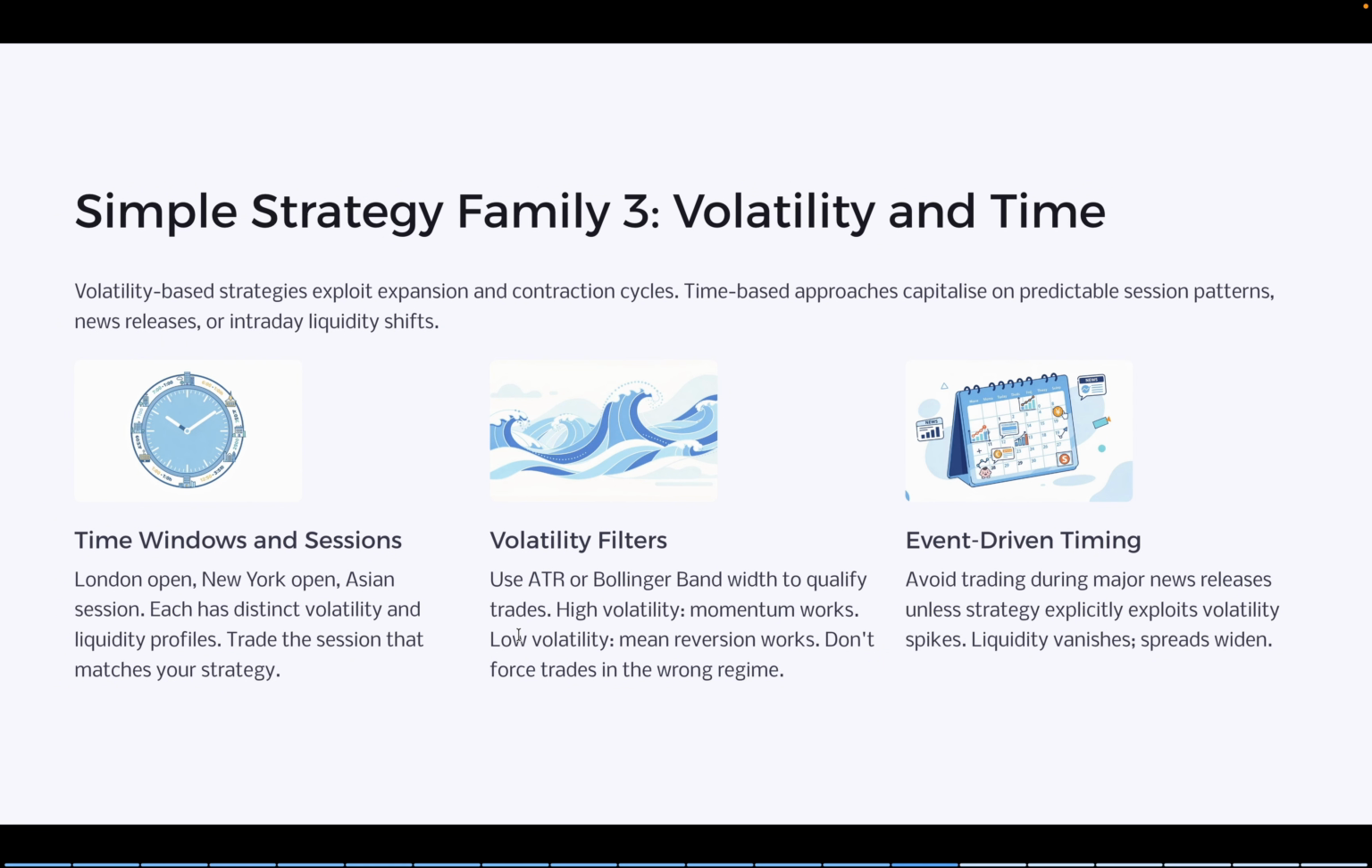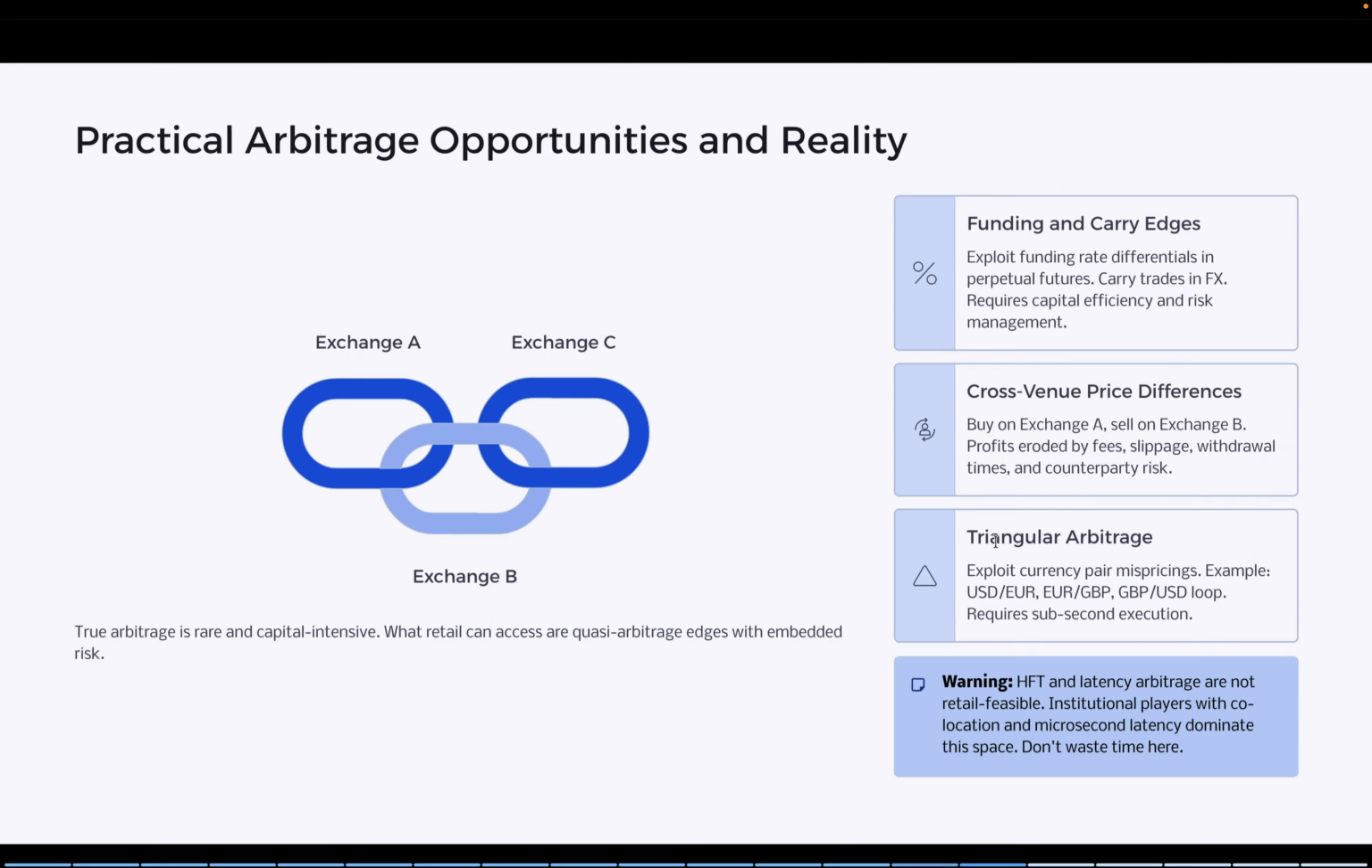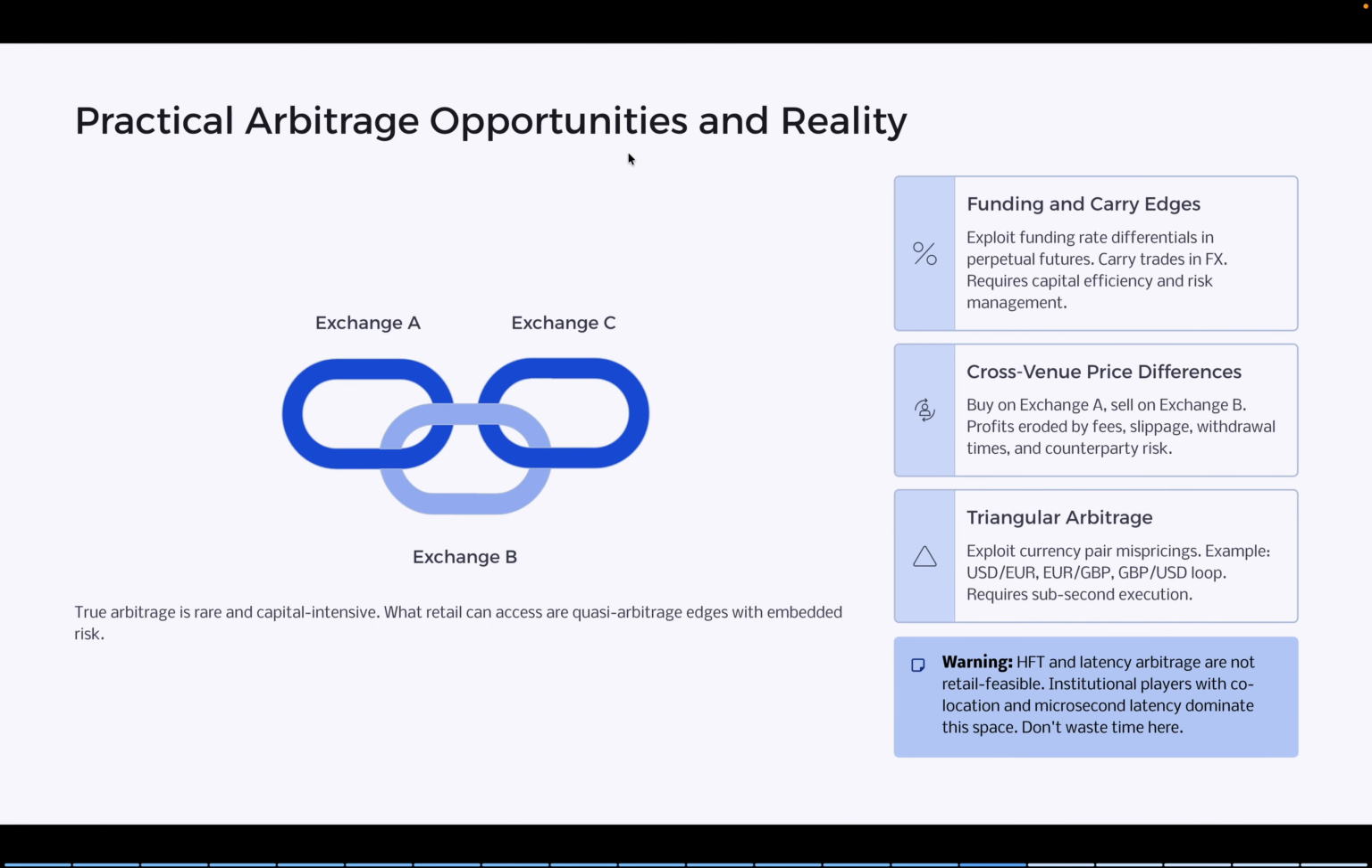And then you can try to have portfolio risk management. So even if one doesn't work, you can still try to reduce your risk and make more money. Okay. Then there's event-driven timing. So, for example, you have to avoid trading during major news releases unless the strategy explicitly exploits volatility spikes. Okay, and then we have practical arbitrage opportunities and reality.